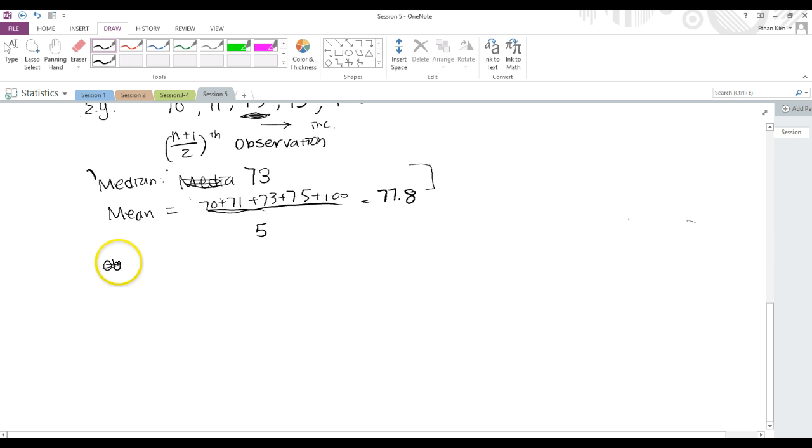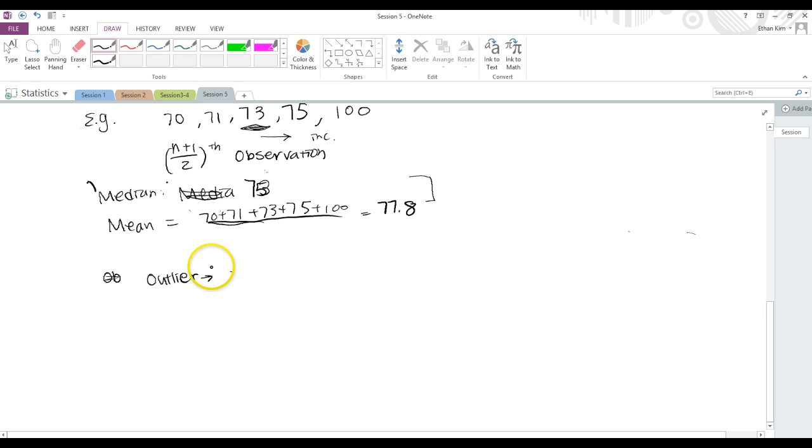Okay, outlier. In this case, an outlier is what stands out of the rest of the data.